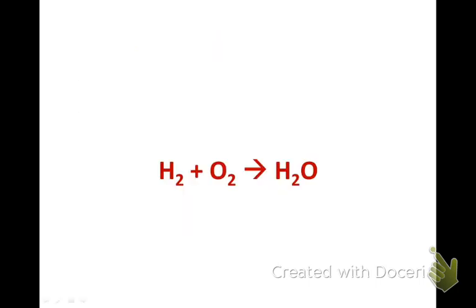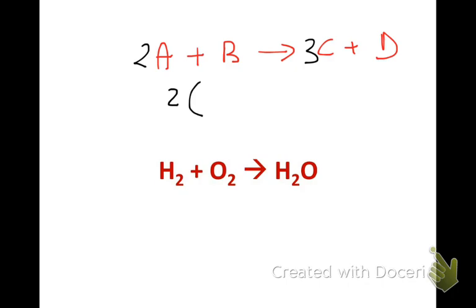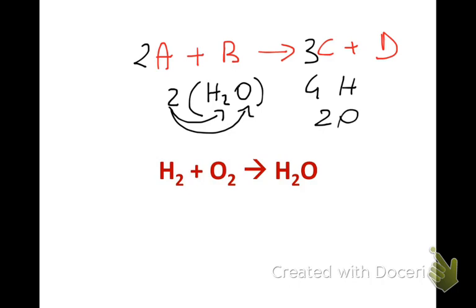Remember, what is a coefficient? Coefficient is a number that we put in front of the formula. In general, the number I write in front is the coefficient. And the coefficient multiplies all the atoms present in the formula. For example, 2H2O means that we have 2 multiplied by 2, 4 hydrogen, and 2 multiplied by 1, 2 oxygen atoms.